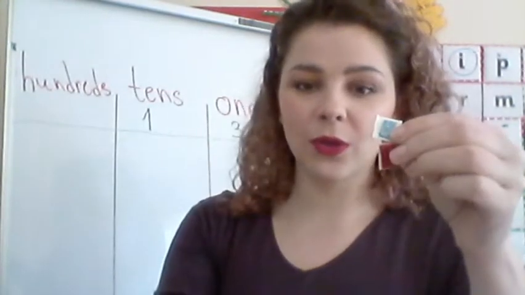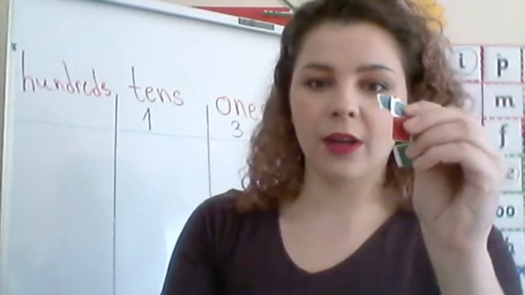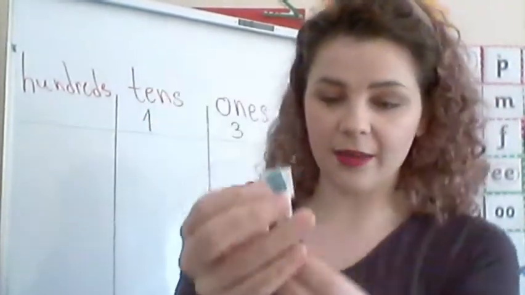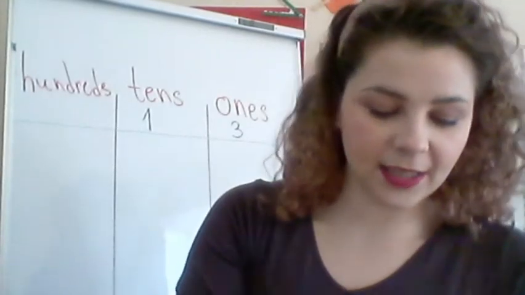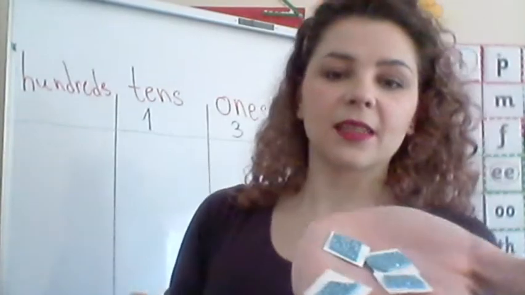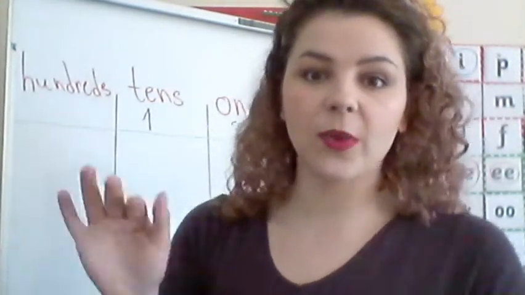1, 2, 3, 4, 5, and 6. Yeah, so here are 6 pieces, and that's how you represent them. 6 ones. Okay, so let's look at how we're going to write it here.